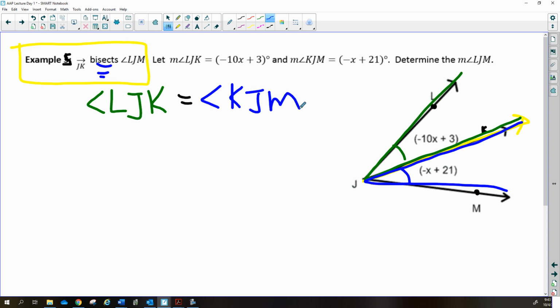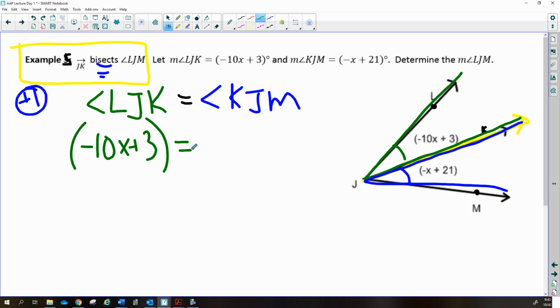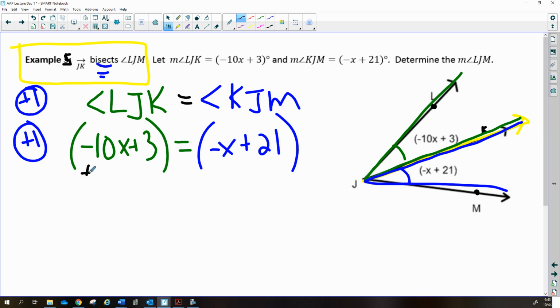There's our first part, our geometry setup. We are then going to plug in the algebra. 10x plus 3 was the measure of the green angle. We're going to plug in negative x plus 21, the measure of the blue angle. We got our algebra in there, and now it's a process of solving. My recommendation is always moving the x's to the same side. Always bring the smaller x to the larger x to avoid having to deal with negative variables. Those x's are going to cancel.